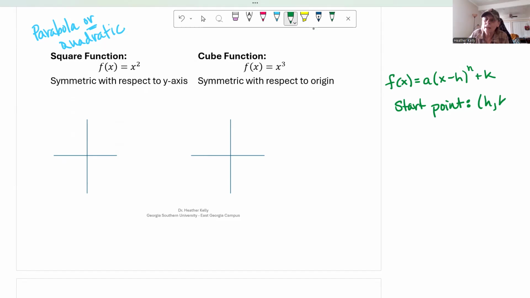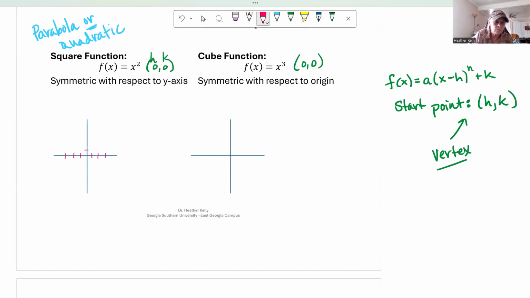Okay, so when I talk about it like this, the start point is h comma k. This is also known as something called the vertex. And if we look here at our square function, our h and our k are zeros, so we're going to start here at 0, 0. H and K are 0 and 0. Okay. So let's look at the squared function, and we'll start here at our 0, 0.